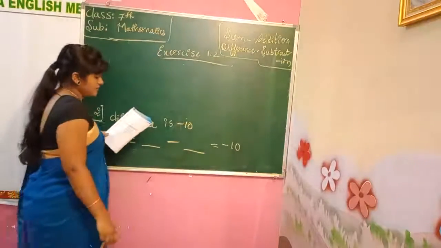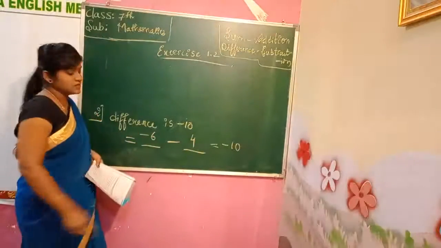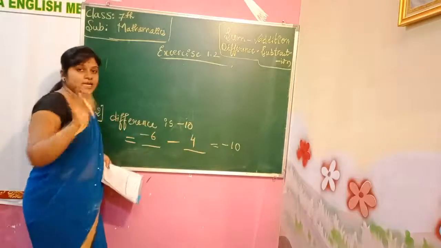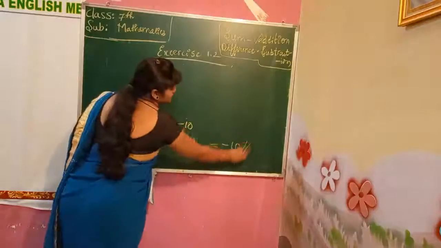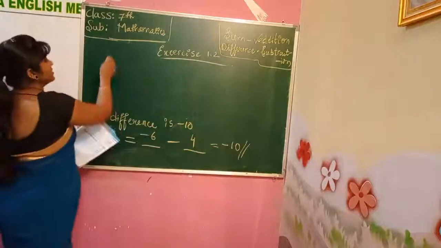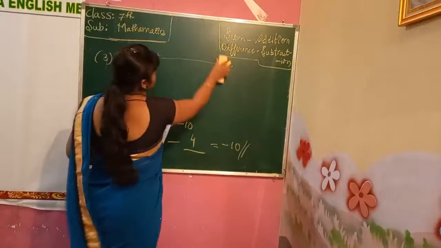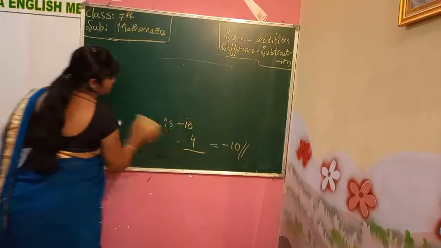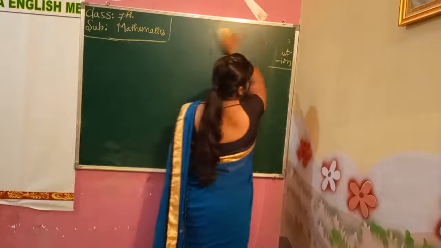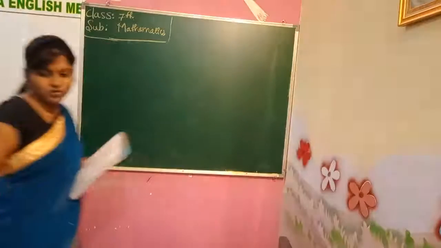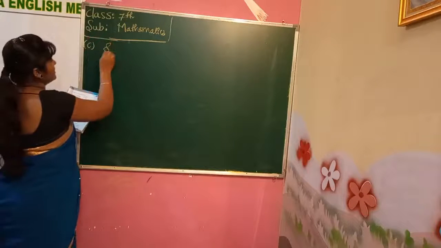What is the answer then? -6 and 4. Minus of minus will be plus. 6 plus 4 will be 10. But we are writing the sign of the greater number, -10. Third one, we'll move on to the third one. Copy it in your book children. Third one, C1: sum is 0.